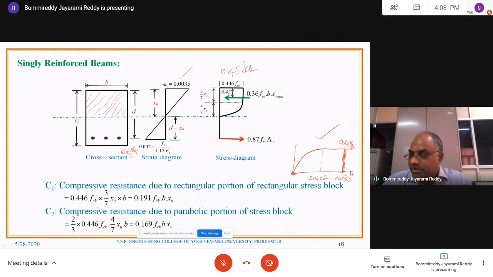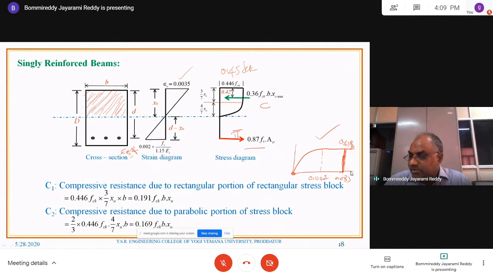Concrete under compression will resist the compressive force. So because of this entire concrete, the resistance of the concrete is by means of C. C is the compressive resistance. And similarly, because of the steel reinforcement, the tensile resistance of the steel reinforcement is T. And T means stress multiplied by area.